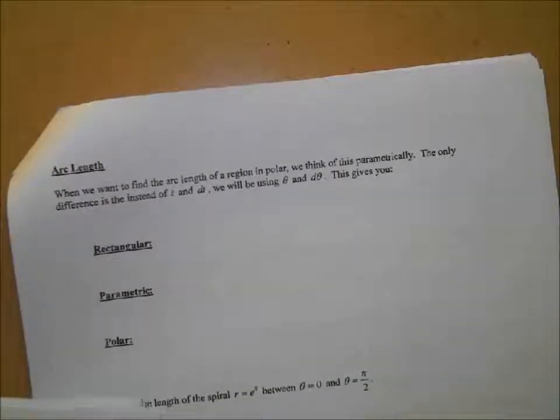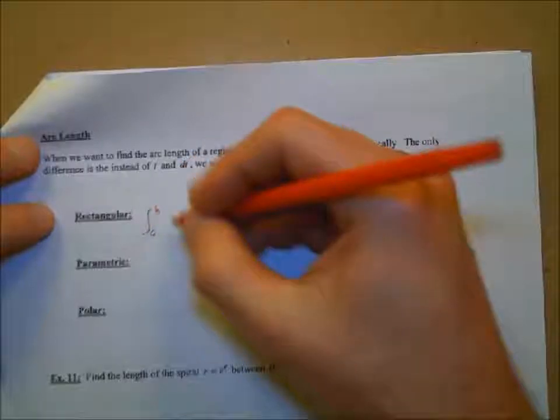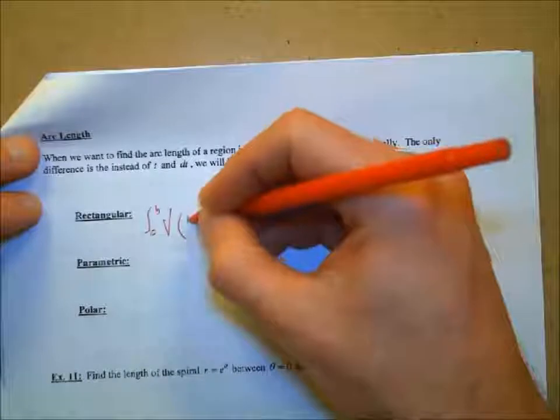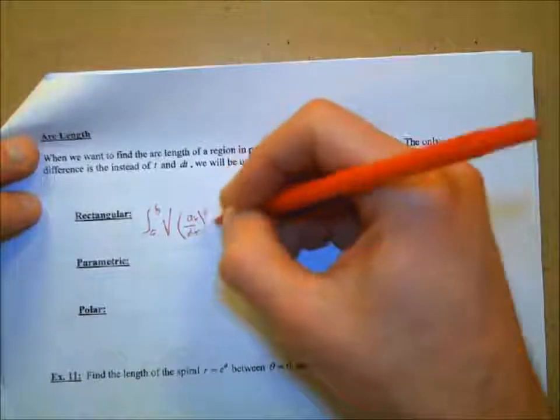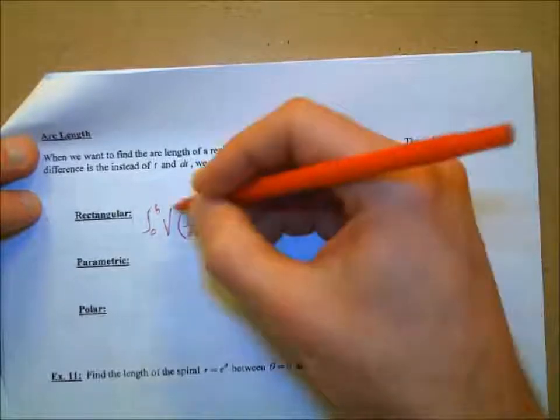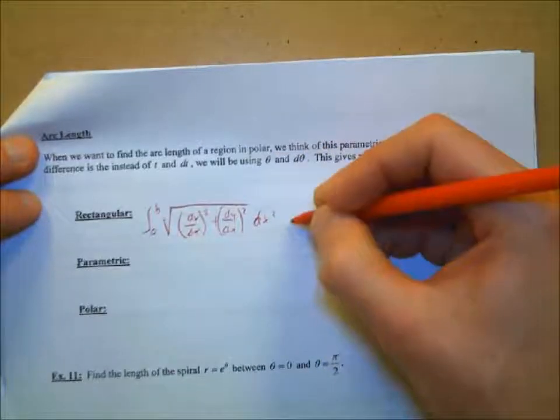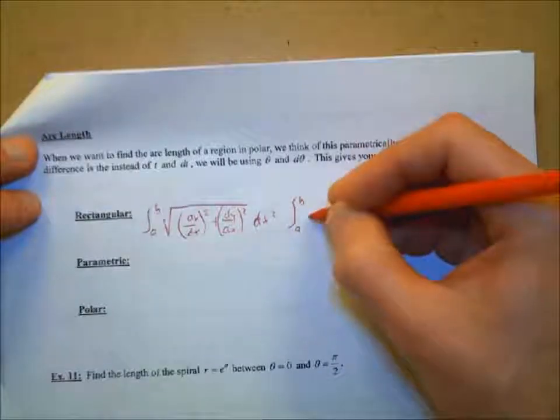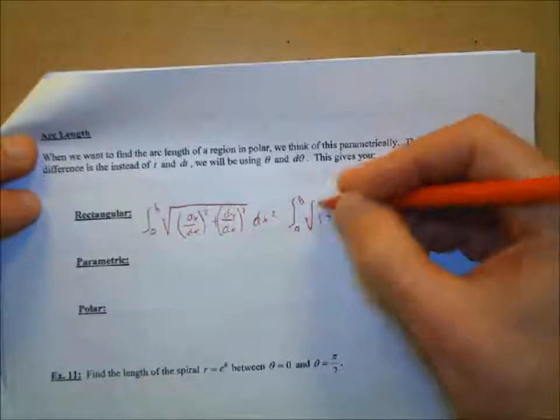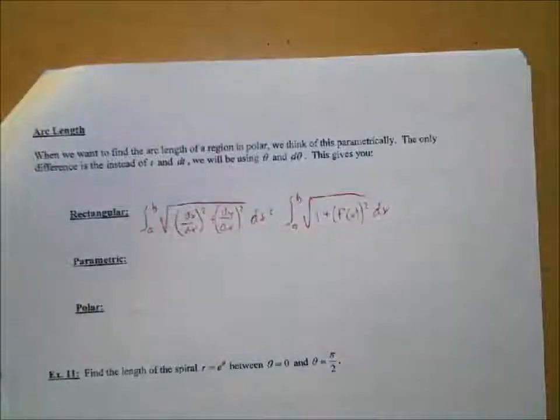All right, so let's review arc length. So here we go. All right, rectangular is the integral from a to b of the square root of 1. I'm going to put the dx over dx here just for our purposes, plus dy dx, quantity squared, and then dx. But of course, we know that simplifies to the integral from a to b of the square root of 1 plus just f prime of x squared, dx, like that. Okay. All right, so that's review.